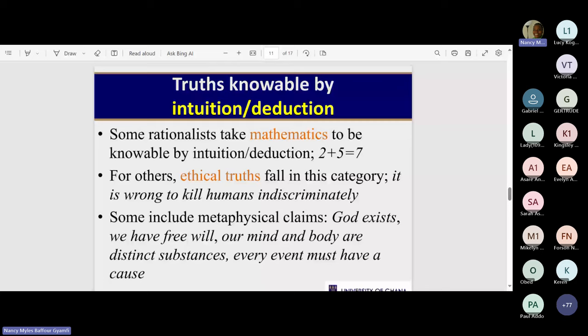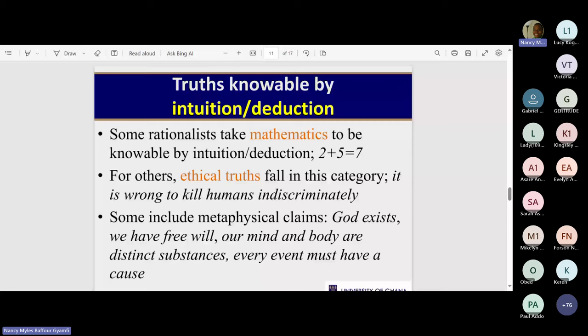The second one, we have ethical truths. Those that have to do with morality, good, bad, right, wrong. One example, look at the title, truths that we supposedly know by intuition and deduction: it is wrong to kill humans indiscriminately. We put humans there because some don't care about the animals. Or we kill the animal and enjoy. But at least for humans, people are a bit sensitive when you are killing them indiscriminately. Maybe you are killing in self-defense. We don't say it's right, but at least it may be justifiable. Or you are killing in the context of war. But where there's no discrimination, they all die.